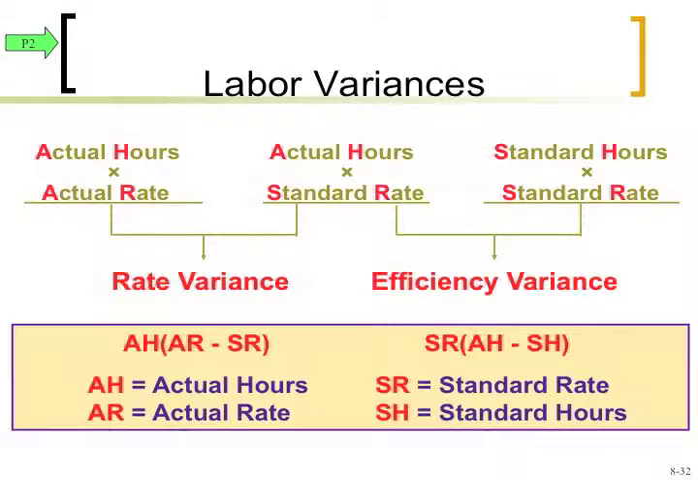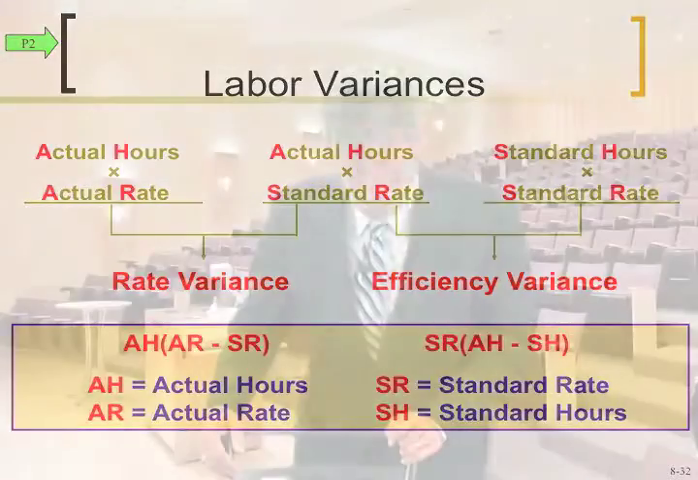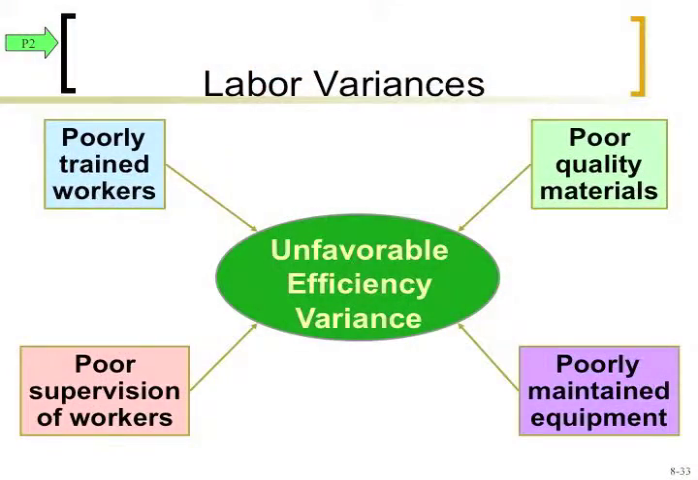So then if we look at slide 32, we look at the labor variances, and again, here we have the same 3-column approach, the actual quantity. Well, the way we measure quantity in labor is through labor hours. So we have the actual hours times the actual rate, the middle column the same, and the far right column the same.